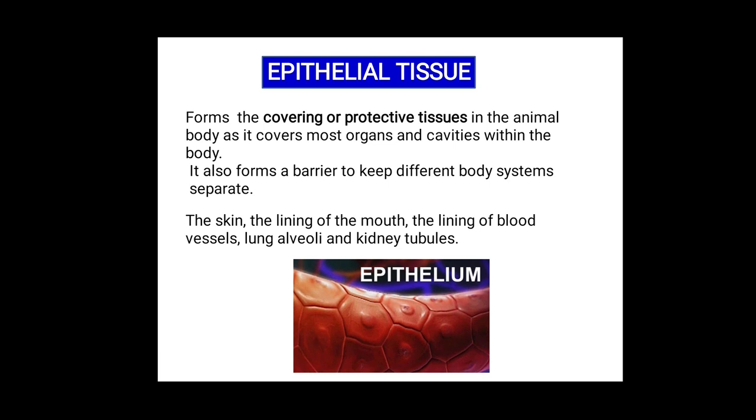Now, alveoli will be surrounded by blood capillaries because the oxygen that you have taken in from the air will be sent to the blood. So, the oxygen will be going across into the blood from the alveoli. Now, because it is forming the covering or the lining, it should have certain characteristics. Cells are tightly packed to form a continuous sheet.